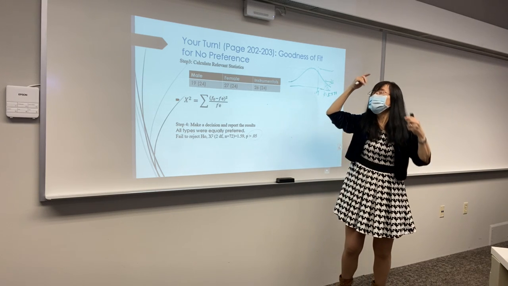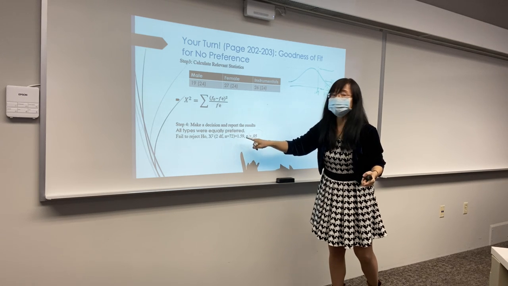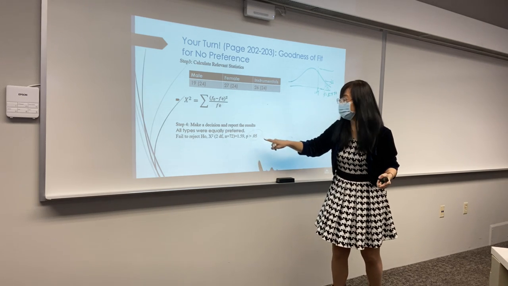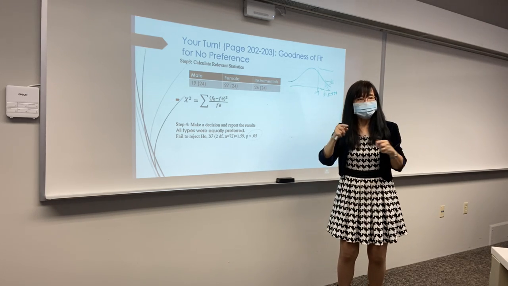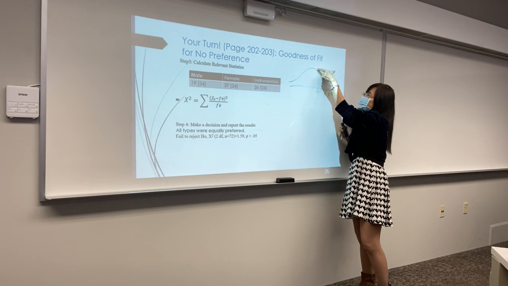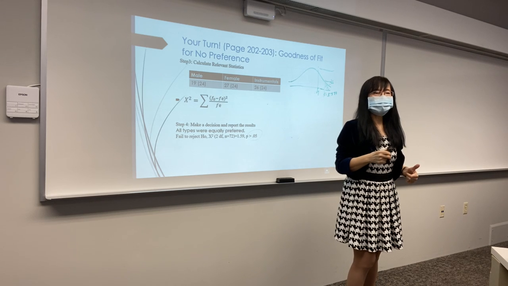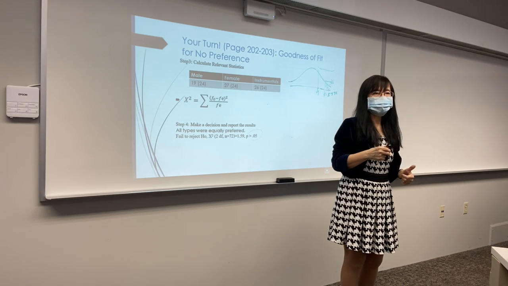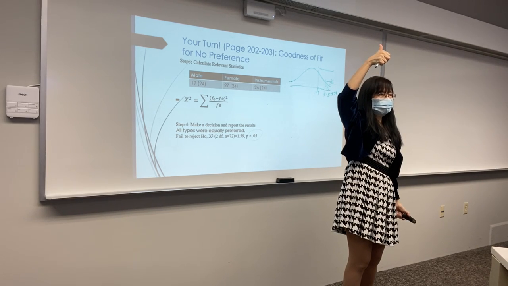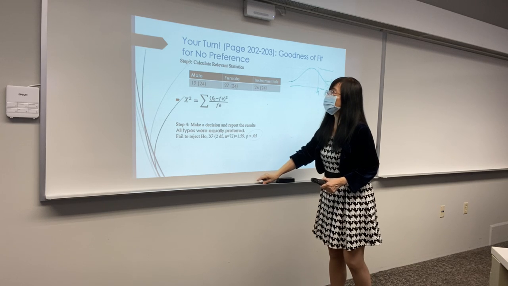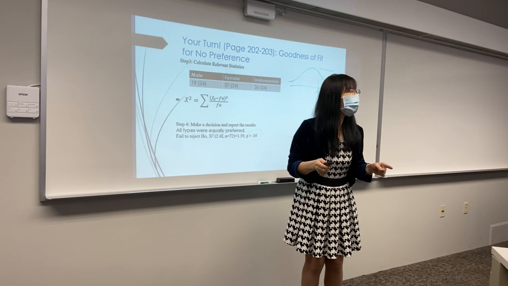If you want to make yourself clear, you can put two things: 1.59 is smaller than 5.99, and then P is greater. So one will be smaller, which makes the other one greater. If this number is smaller than this number, that makes this area bigger. I'm glad you asked. Anybody else? Give me a thumbs up if you understand so far. Great.